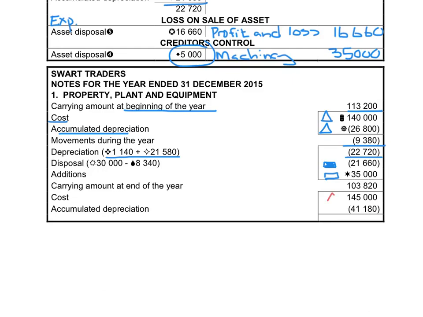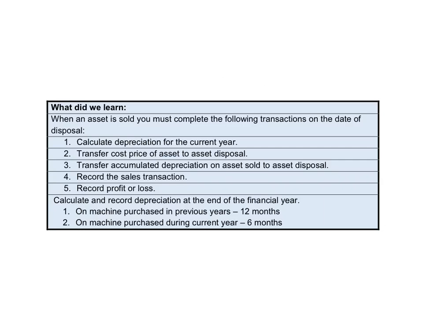The cost price is 145 at the end of the year. The balance in the accumulated depreciation account at the end of the year is 41,180. And if I subtract that, I determine my carrying amount at the end of the year. I can also check myself taking the opening carrying amount less the total movements, and that should give me the same answer. What did we learn?